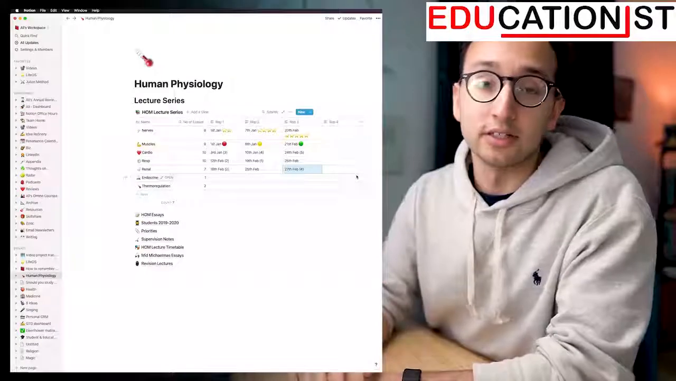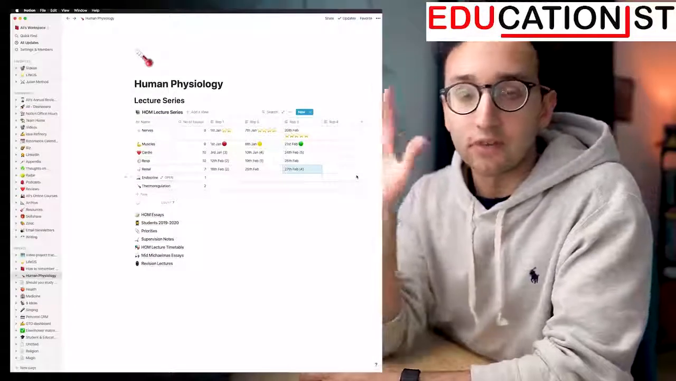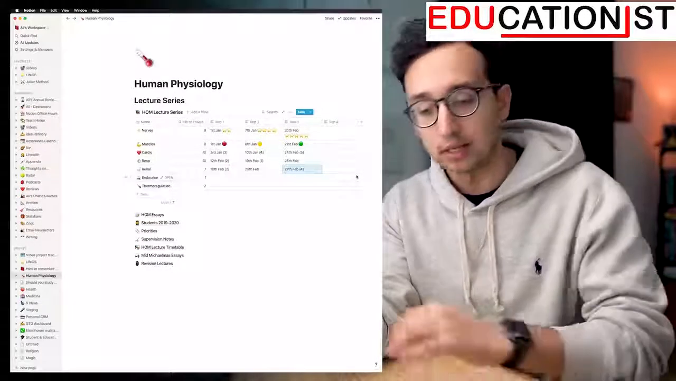And then next time I come around to studying physiology, I can decide based on the retrospective revision timetable exactly what I want to be doing. So that's one way of going about how to incorporate spaced repetition.